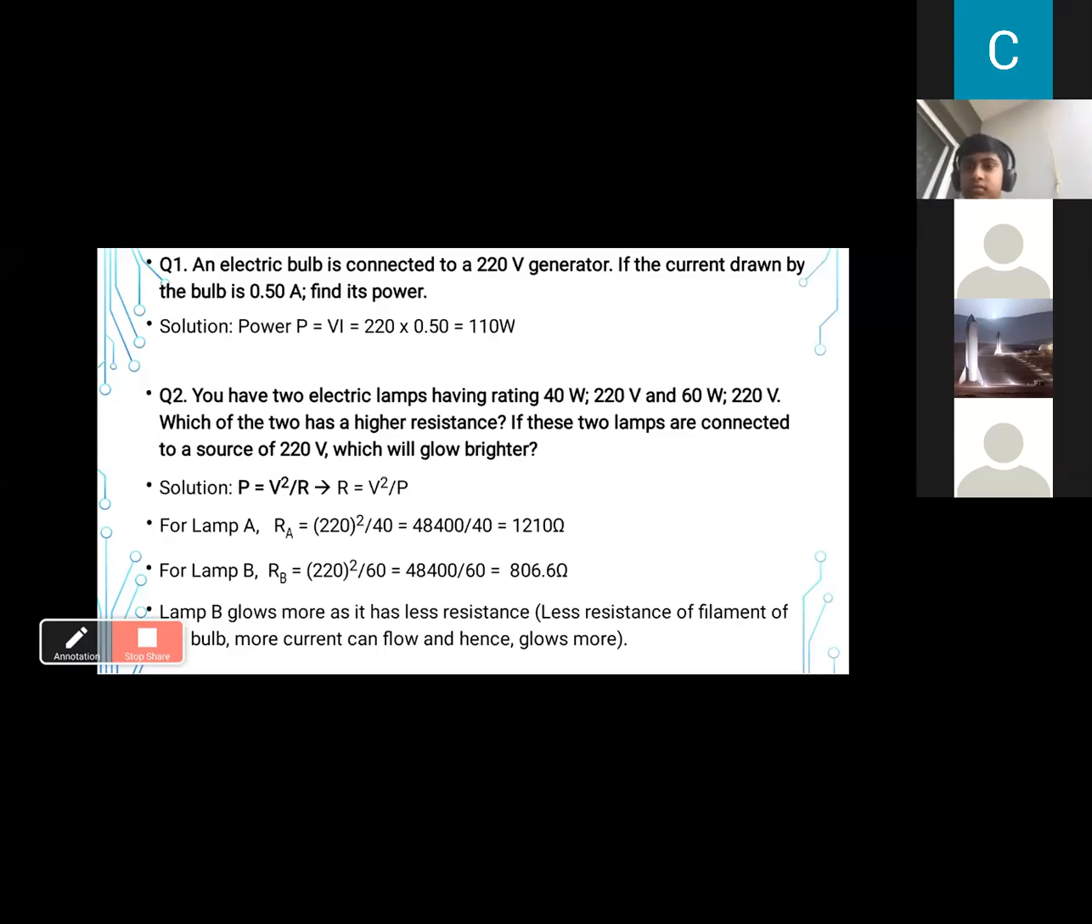Wherever I want heat energy, I'll be dealing with high resistance, more heat is used in heating devices. And conductors I'll use because conductors have less resistance, more current will flow and they will glow more. So in this case, we'll find the resistance of the respective lamps, and lamp B will glow more as less resistance is there. Coming to the next one.